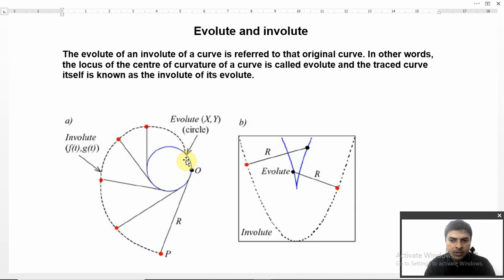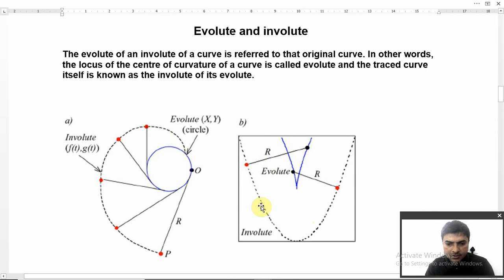From this evolute, the curve that is traced, this trace of the curve is nothing but the involute of the given evolute. So please remember, the trace of the curve itself is the involute. So involute and evolute are very simple. Then another example I have taken here.